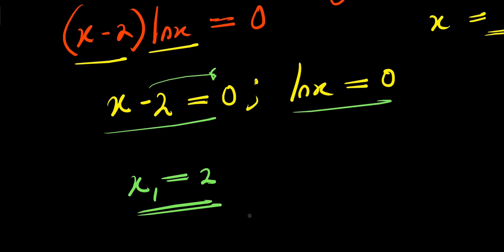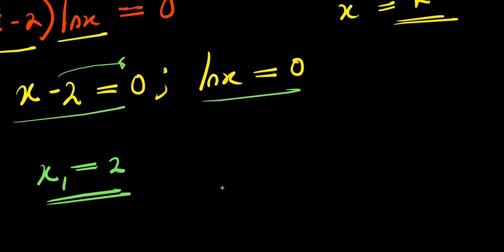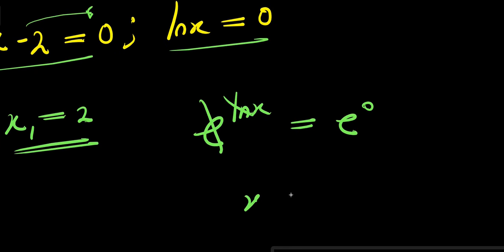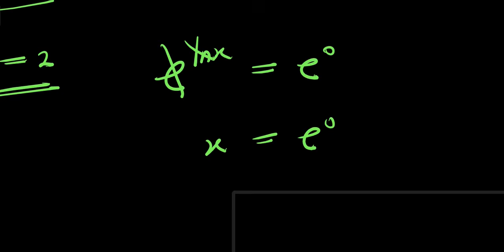Now to solve this, we make use of e. I have e power natural log of x equals e power 0. So e eliminates ln. Then I have x equals e power 0, like what we did earlier on. E raised to the power 0 is 1. So I have x equals 1. So we have two solutions again.